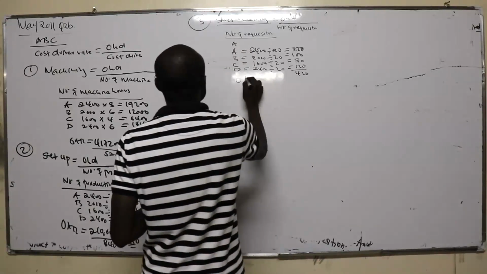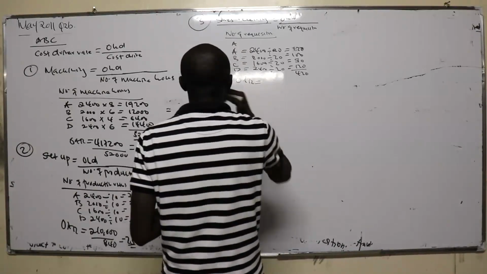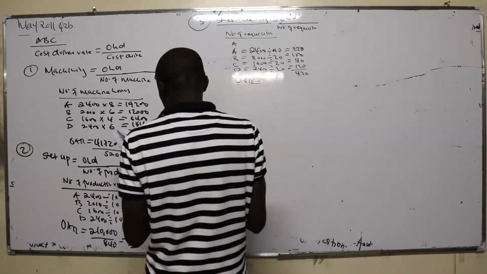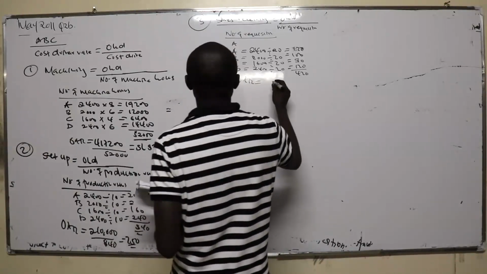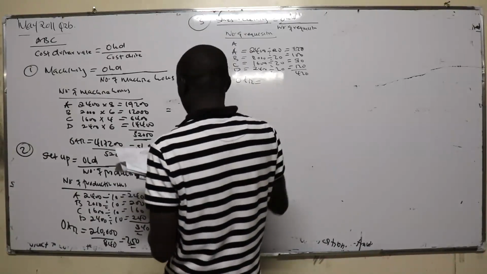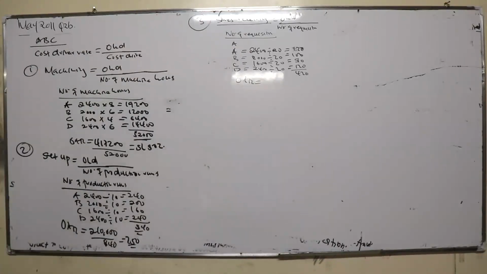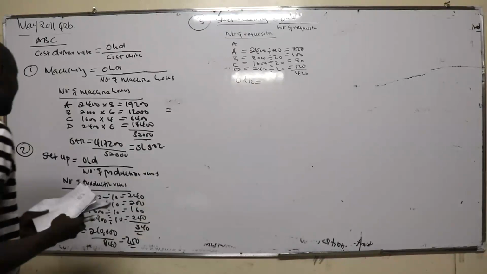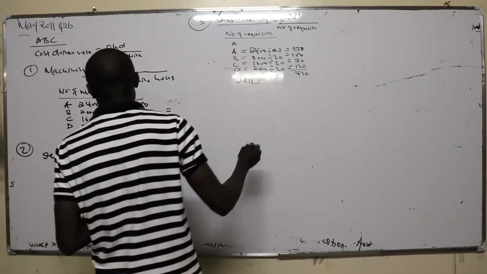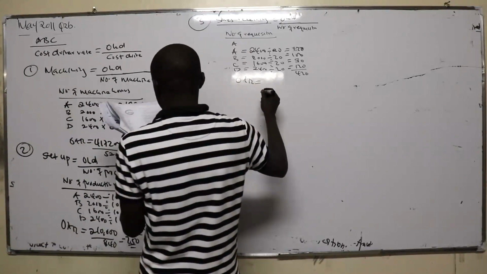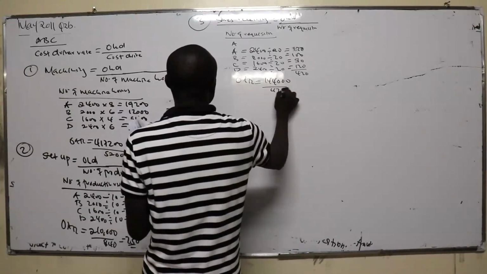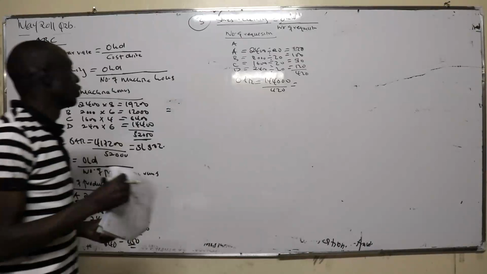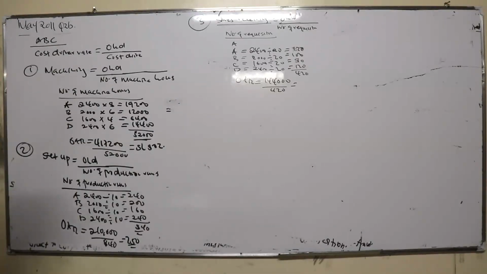So the overhead absorption rate is going to be the total overheads, which is 144,000, over 420.